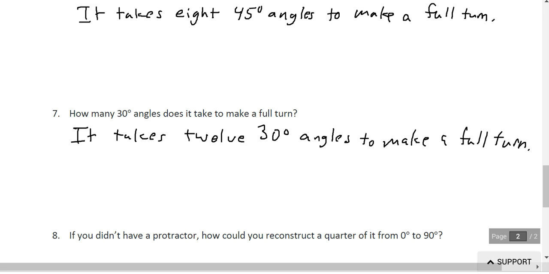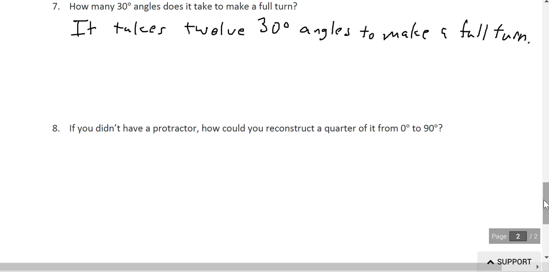Okay. And lastly, but not leastly, this is number 8: if you didn't have a protractor, how could you reconstruct a quarter of it from 0 to 90 degrees? Well, you guys figure out what you think and hit pause and hit play when you're ready.